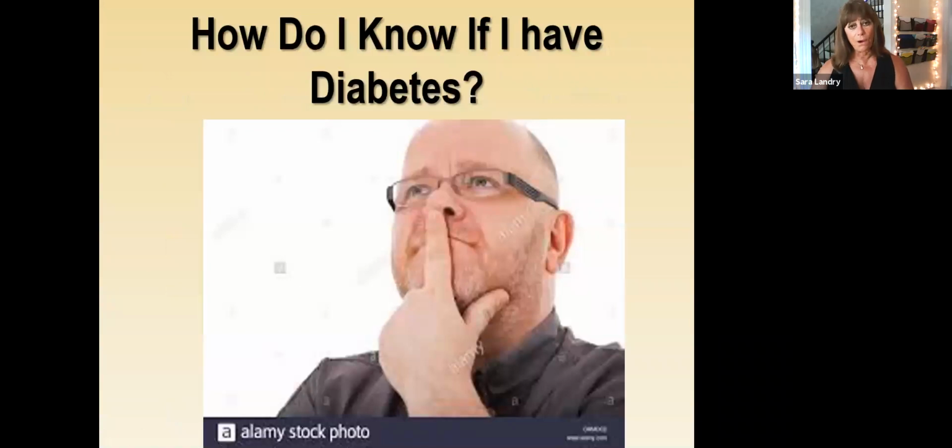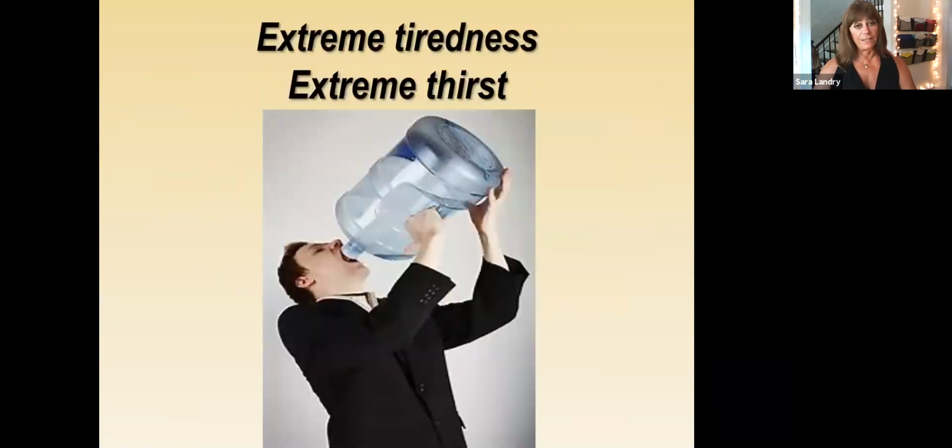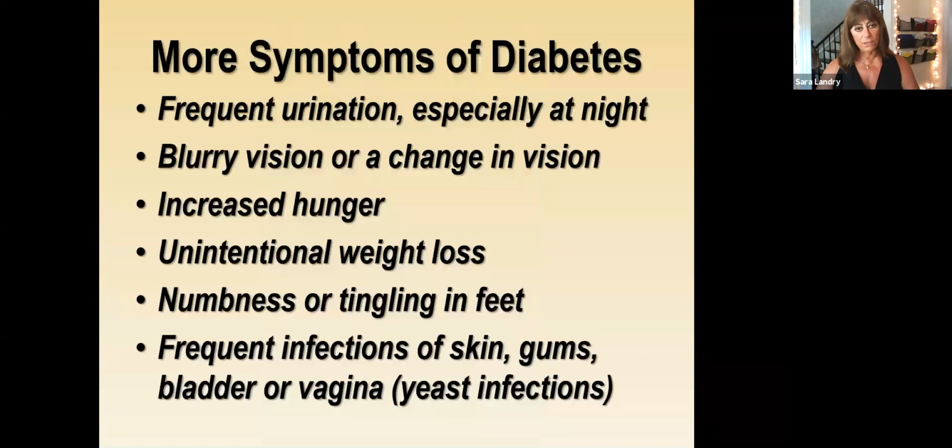How do you know if you have diabetes? Some people with diabetes have no symptoms at all, while other people have all of the following. One of the first signs that you might be a diabetic type 2 is extreme tiredness and extreme thirstiness. Other symptoms are having to get up at night and frequently urinate. Now, I have to get up at least twice a night. I mean frequently, more frequently than that.